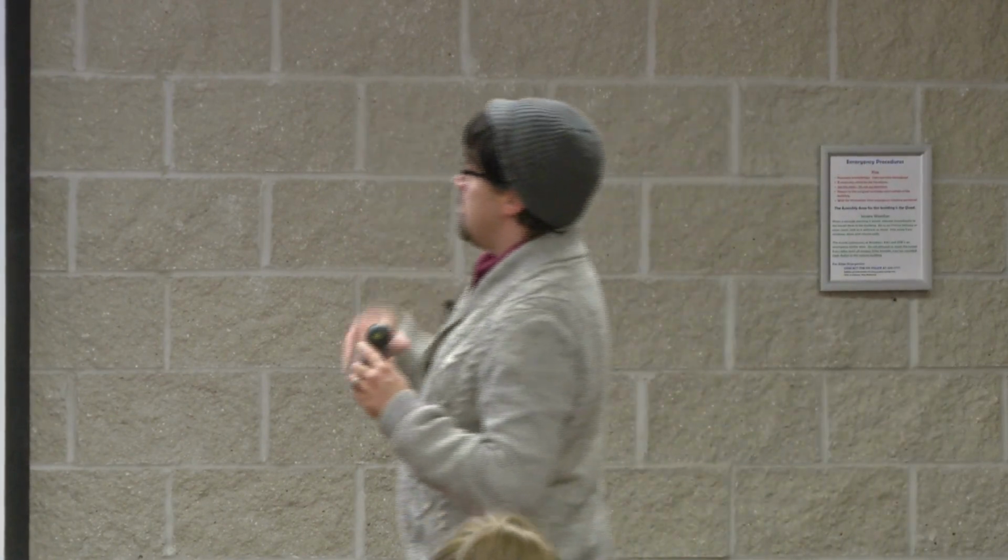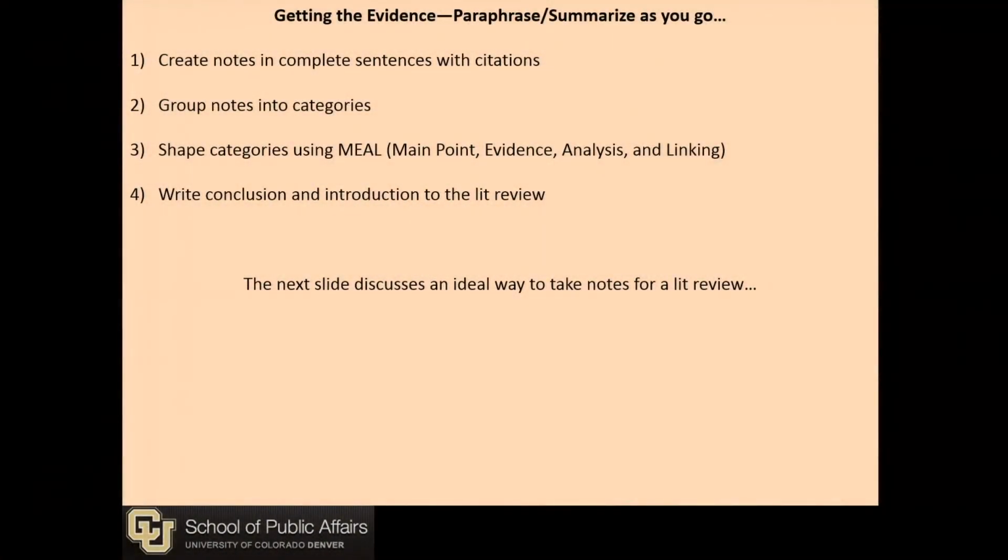So what I'm going to be talking to you about, nuts and bolts, again, because I used to teach this for 15 years to practitioners a lot. I'm going to teach you something that I like to call the paraphrase or summarize as you go method. It's the only way that I use to write literature reviews. I wouldn't want to write it any other way. It's saved my bacon a couple times, and which is basically creating notes in a very particular way with citations, grouping notes into categories, shaping those categories one at a time using MEAL, putting a conclusion and an introduction on there, and so forth. And this is what we're going to be going through.